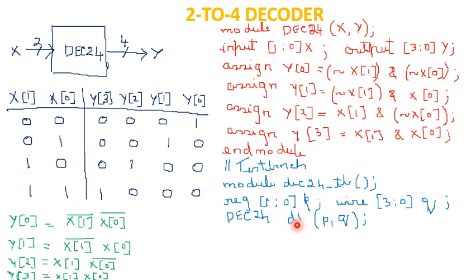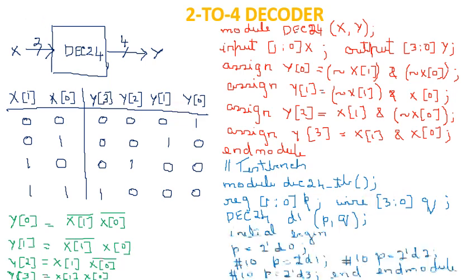The instance label can be any valid identifier name. Now the first parameter here is X, which is a 2-bit signal, so the 2-bit signal P should be mapped here. And the second parameter is Y, that is a 4-bit signal, so Q, which you have declared as a 4-bit wire, is to be written next.